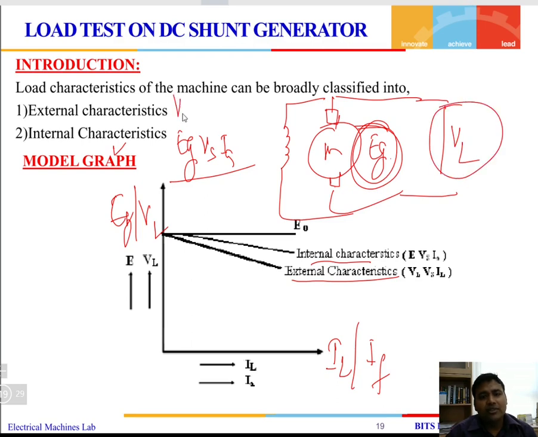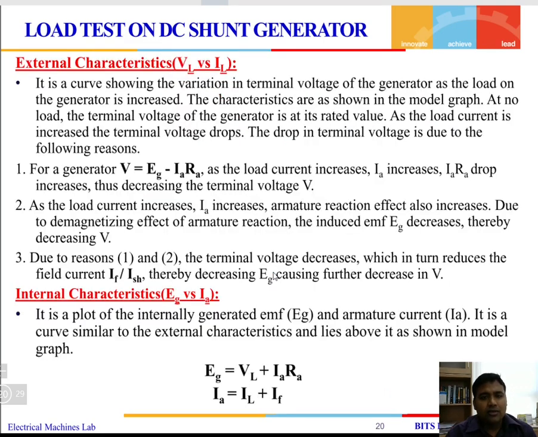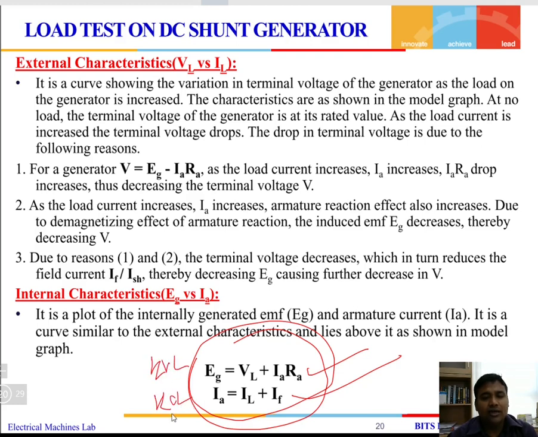Now external means from this end. If a graph is drawn between the load voltage versus the load current, then it is known as the external characteristic. You can see that this is the no load voltage. The internal characteristic will drop a little bit, the external characteristic will drop more. Just like you connect the load, you have to measure all these external and internal characteristics. The KVL equation for the shunt machine is EG equals VL plus IaRa, and the KCL equation is armature current equals IL plus IF. This is Kirchhoff's voltage law and this is Kirchhoff's current law for the DC shunt machine.